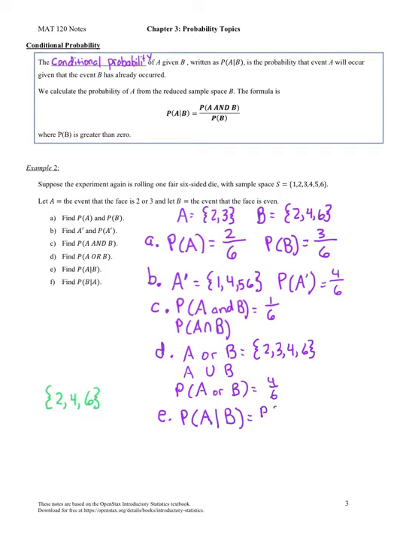So we need to follow our formula here. The probability of A and B over the probability of B. We figured these out earlier. The probability of A and B is 1 over 6. And the probability of B is 3 over 6.